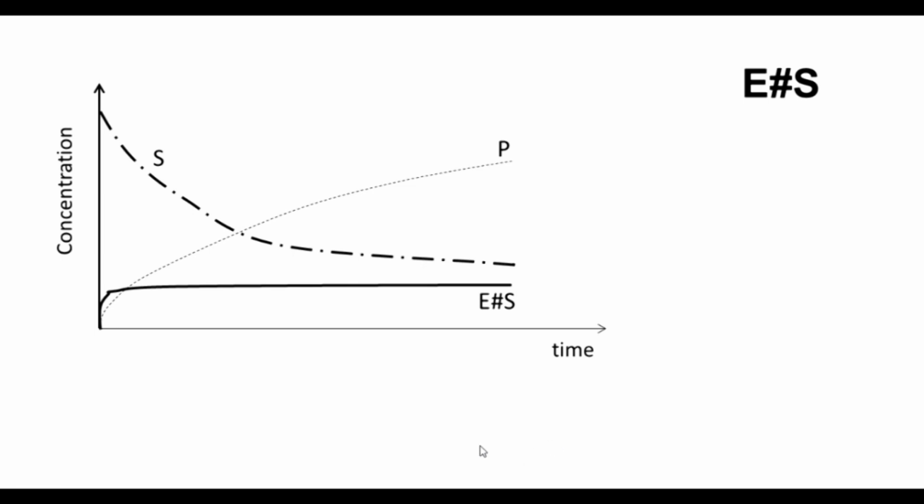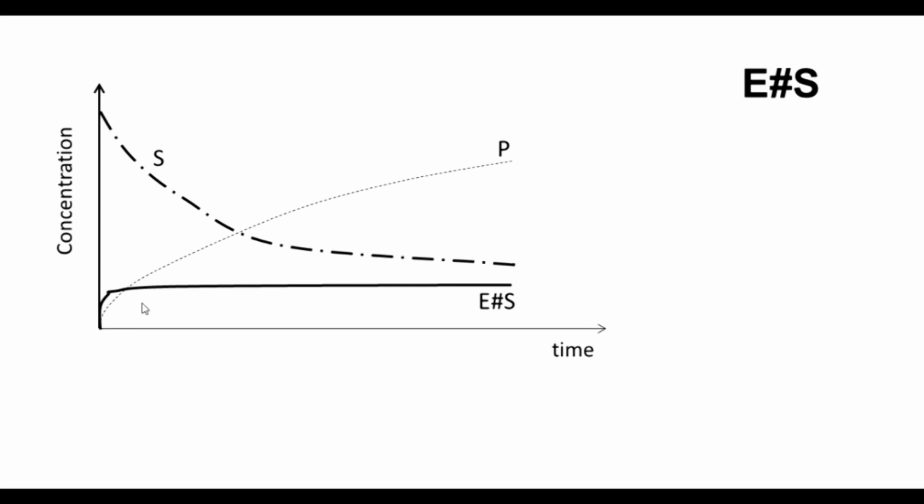Now, if we plot the concentrations of, let's say, the substrate, the product, and the enzyme substrate complex versus time as the reaction proceeds, it will be something like this. The substrate is going to react to give the product, therefore that goes down. The product is going to get formed, therefore that keeps going up. And the enzyme substrate complex behaves something like this. At very small times, there is an increase, and then there is no change in the concentration of the enzyme substrate complex.